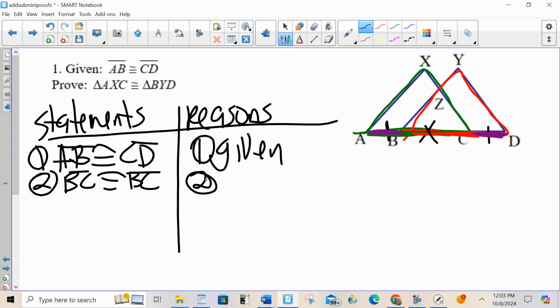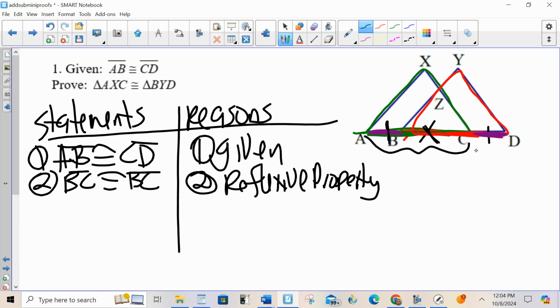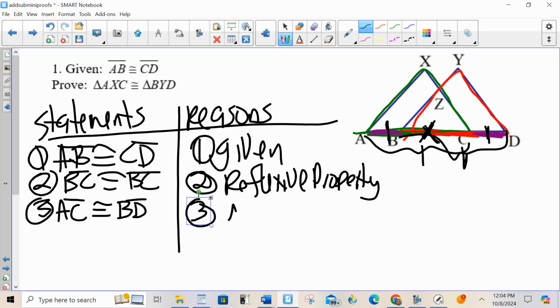What's the reason for BC being congruent to BC? Well, that's reflexive property. Whenever something's congruent to itself. Now, if I add those together, if I add AB and BC together, I get AC, which is what I want. And if I add BC and CB together, that gives me BD, which is what I want. So now I can state that AC is congruent to BD. Addition property. However, I do need to see the addition.